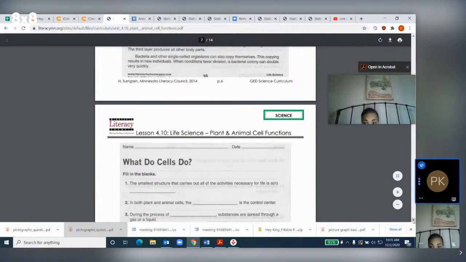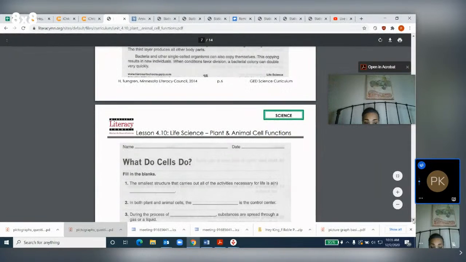In both plants and animal cells, the blank is the control center. That's the nucleus. That's kind of like the engine of the cell. We talked about that. So the nucleus, even in plant animals, really is the control center. Number 3, during the process of blank, substances are spread through a gas or liquid. That would be diffusion.